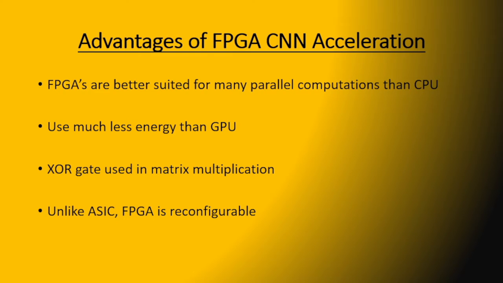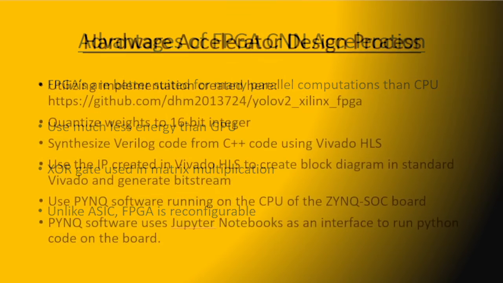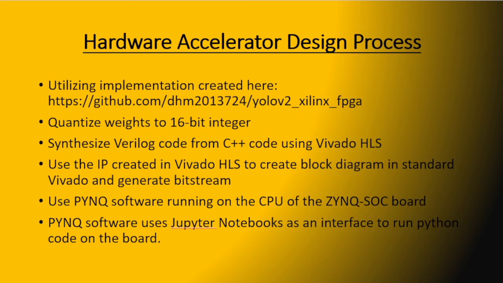Another advantage of the FPGA is the ability to utilize custom digital logic to perform the many matrix multiplications needed for the CNN. Instead of relying on an ALU to perform the multiplications, we can use simple XOR gates. This advantage can also be utilized in the ASIC implementation. However, the FPGA is configurable while the ASIC is not, which provides a much greater advantage, especially for research and prototyping.